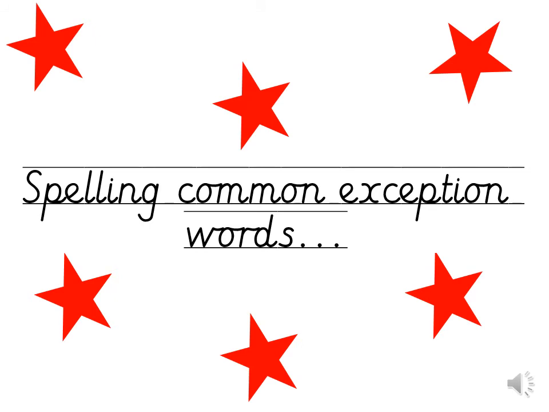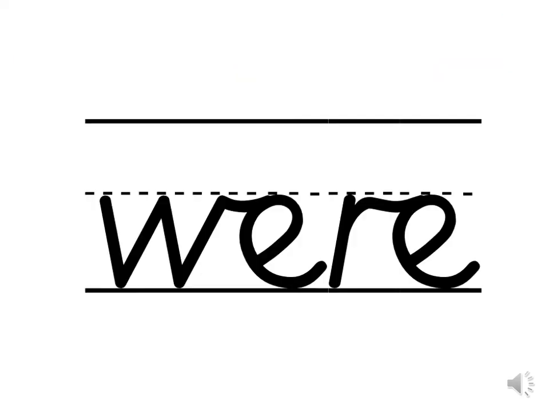Can you help me to spell some common exception words? The first word I would like you to spell is the word were. Were. Not where, but were. Have you written it down? Can you tick or fix your spelling of were? How is the spelling of were different to the spelling of where?